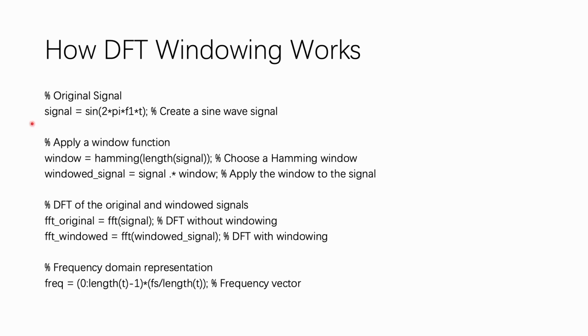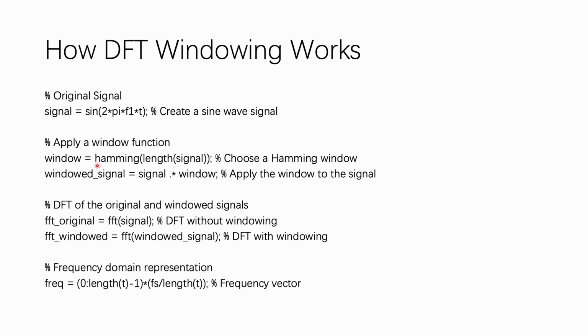This code snippet begins by generating a sine wave signal, then it applies a Hanning window to taper the signal's start and end. We perform the DFT on both the original and the windowed signal to observe the differences.